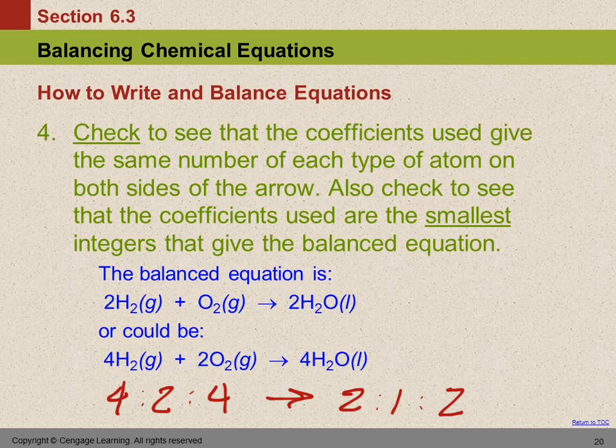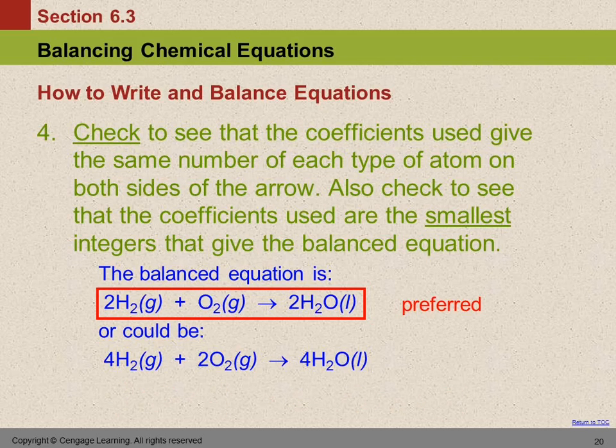So in our balanced chemical equation, we want the lowest ratio. And sometimes in the multiple choice questions on an exam, they'll give you 2 equations that are balanced, and one of them is not the lowest. And so sometimes people fall for that because, well, it's balanced, but we want the one with the lowest ratio of coefficients. So that's the preferred one.